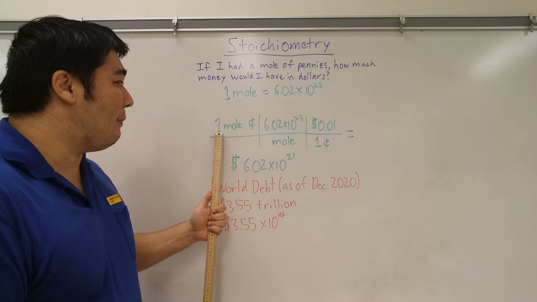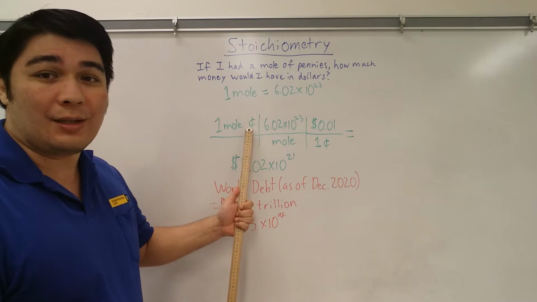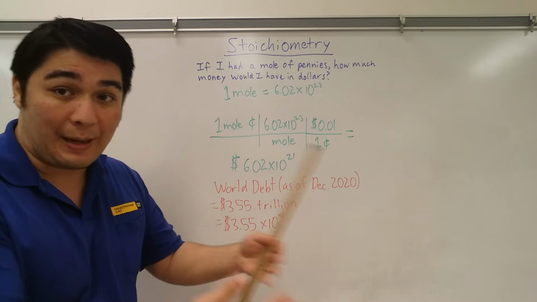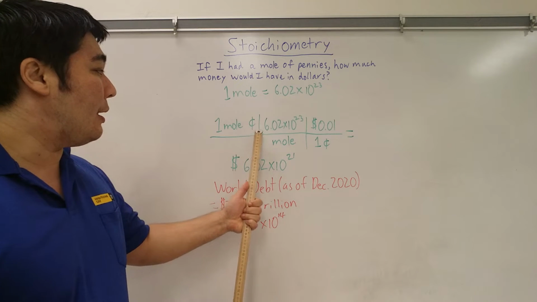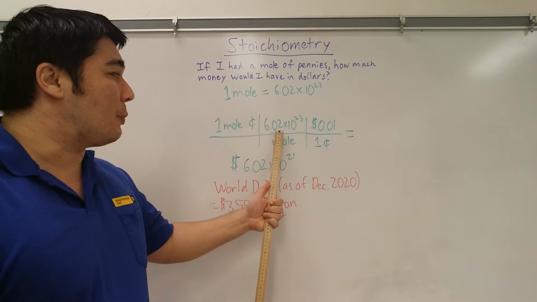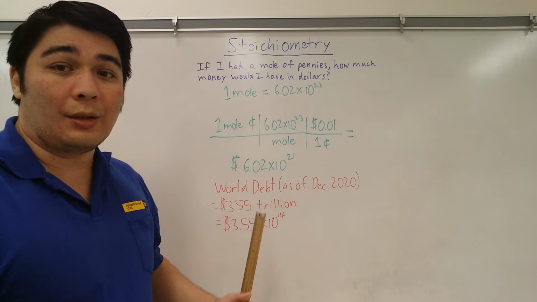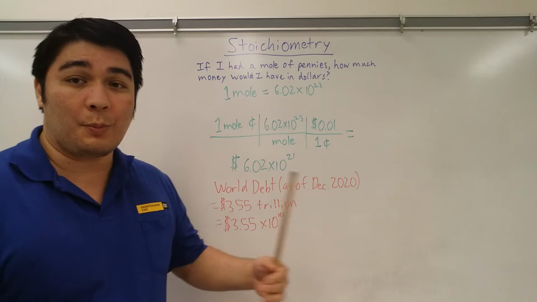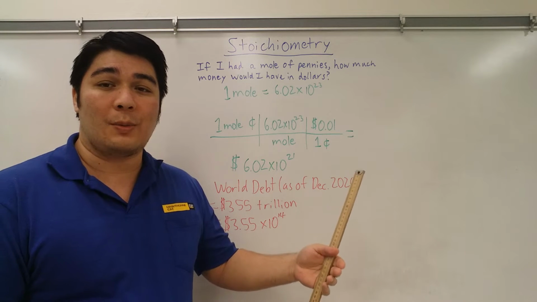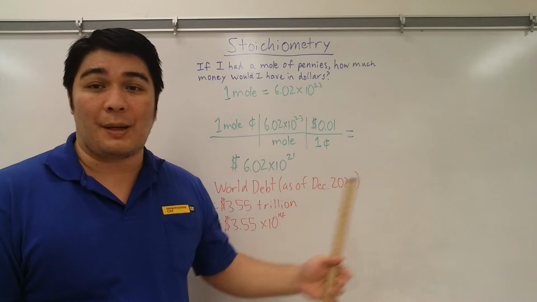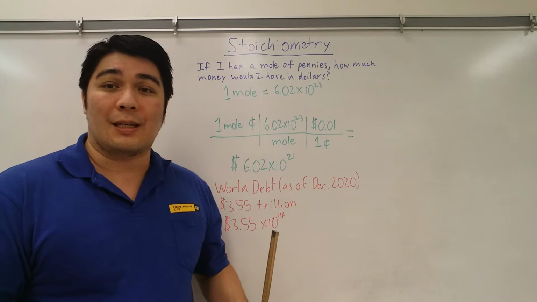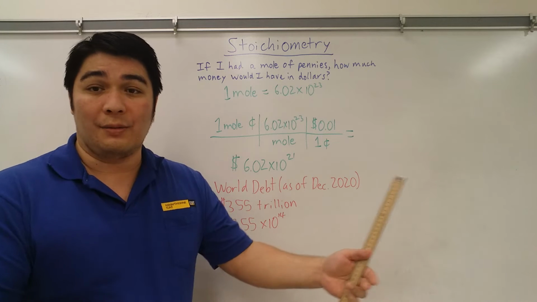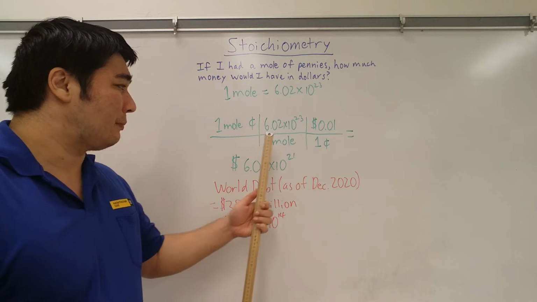So we start with a mole of pennies, and I use the cents symbol for that, just so I don't have to write out the word pennies. In every mole, there are 6.02 times 10 to the 23rd objects. So that means there are 6.02 times 10 to the 23rd pennies in a mole of pennies. There are 6.02 times 10 to the 23rd molecules of air in a mole of air, and so on and so forth.